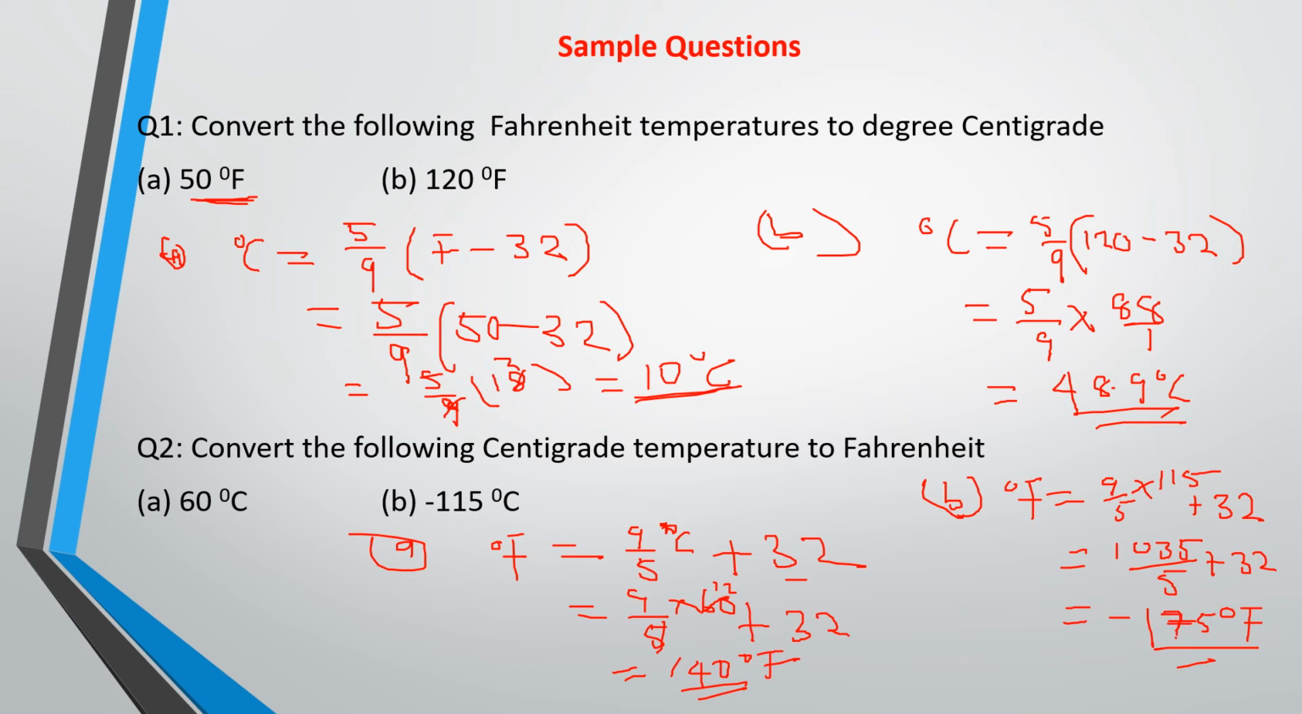Because by the time you multiply 9 times 115, it will give you 1035. Then divide by 5, then add up your answer. You have minus 175 degrees Fahrenheit. Okay, so this is how to convert between centigrade and Fahrenheit scales. I hope this one is simple and it's easy for you to understand. So we'll move on further.